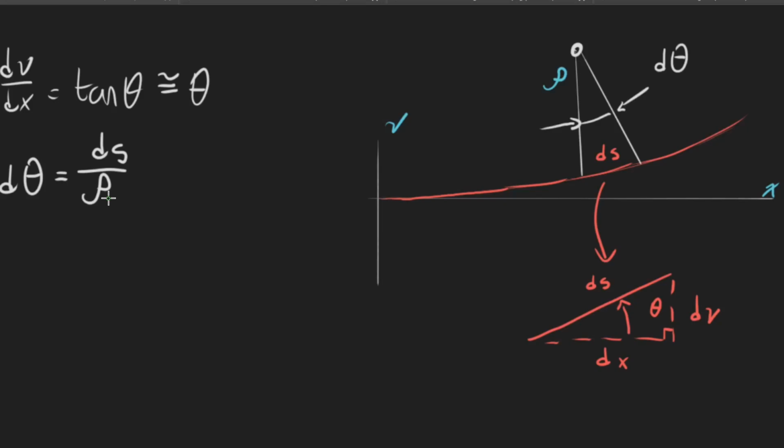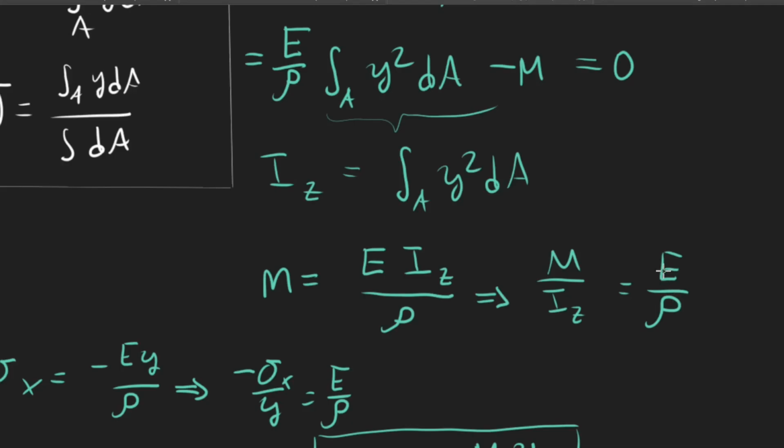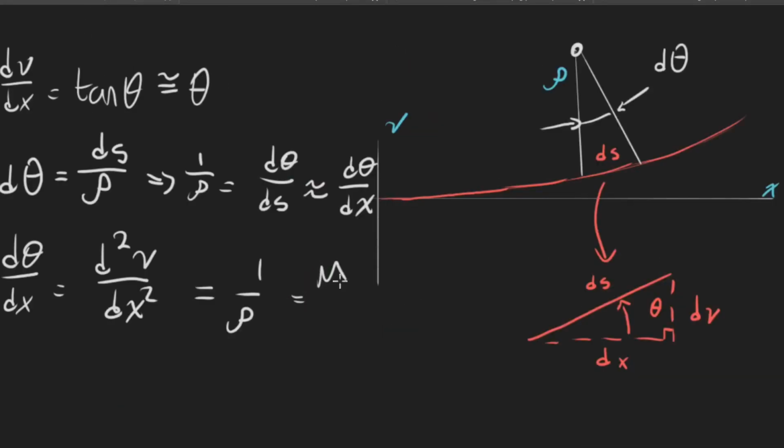And we're going to do another approximation where, if this angle theta is small enough, ds and dx are essentially the same as a differential. So we're going to divide this over, and we're going to say that 1/ρ is equal to dθ/ds, which is basically equal to dθ/dx. So now if I take the derivative of this one right here, what I'll get is that dθ/dx equals the second derivative of my deflection with respect to x, d²v/dx², and that also equals 1/ρ, which, based on our work with the bending and transverse stress, is equal to M/EI.